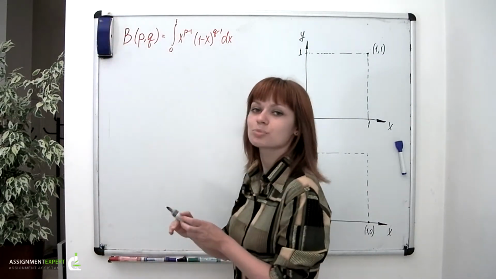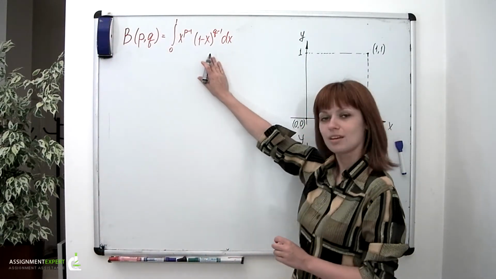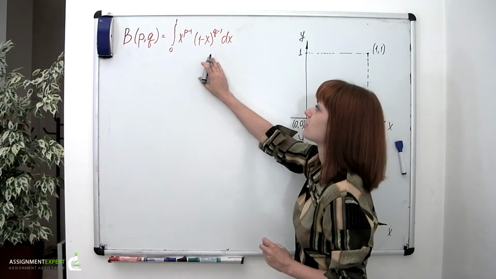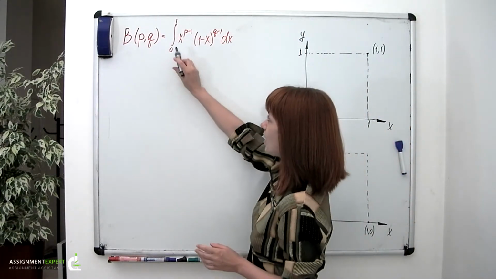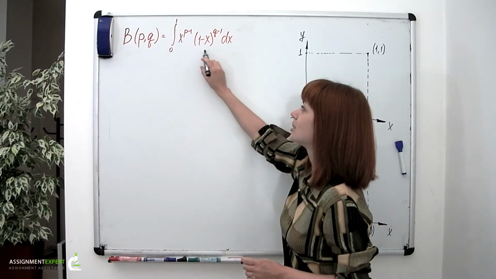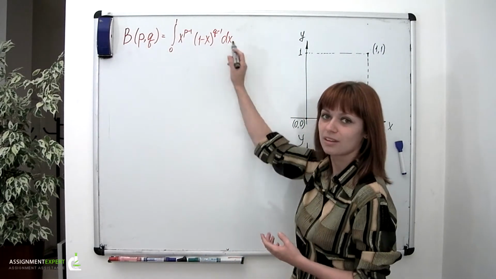Now let's consider the expression we have under the integral. It may look too complicated on the face of it, but what we actually have there is a product of two simple polynomials, x taken to the p minus 1 and 1 minus x taken to the q minus 1. Let's discuss them.